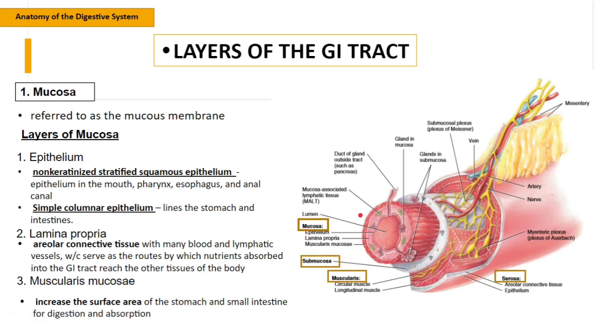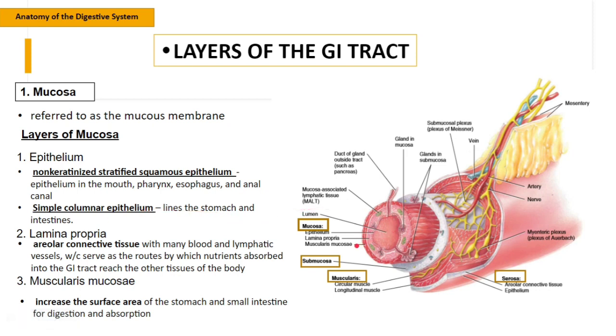Here, the mucosa again is subdivided into 3 different layers. First is your epithelium, which can either be a non-keratinized, stratified, squamous epithelium or a simple columnar epithelium. It varies depending on the location. Please do take note that the non-keratinized, stratified, squamous epithelium is present in the mouth, the pharynx, esophagus, and your anal canal, while the lining of the stomach and our intestines is made out of a simple columnar epithelium.